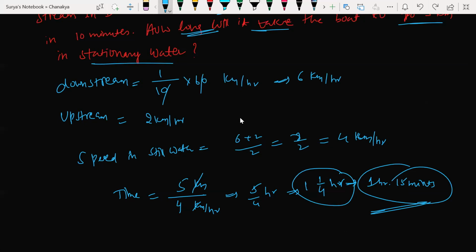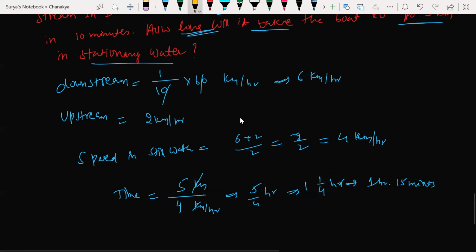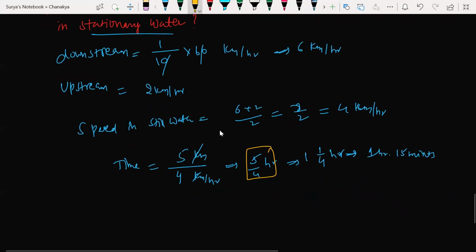Subject to the question, you can write it like this or like that. Better you write 1 hour 15 minutes, so it would be more appropriate. Sometimes the paper evaluator, the person evaluating your test paper, is in a flow while correcting. If your actual answer is 1 hour 15 minutes and you have not written it, he may cut one mark. That can happen once in a while. So make sure that you write as simply as possible.